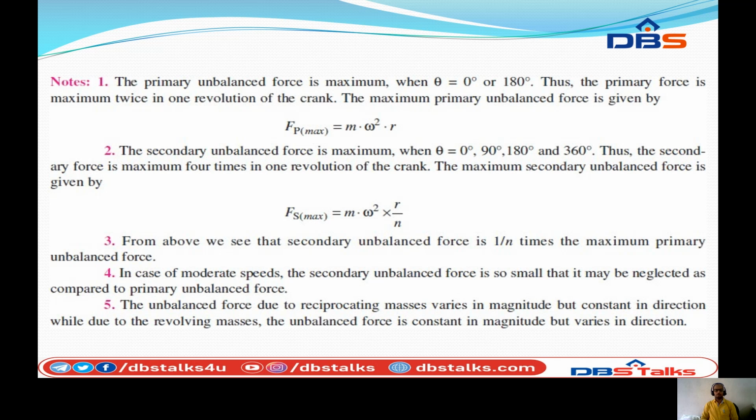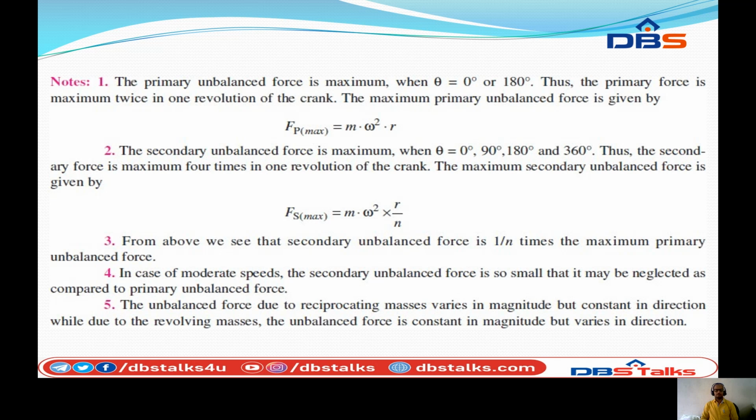Here cos 2 theta. So again it was multiplied by 2. So now the term repeats 4 times. So 4 times in one revolution of the crank, the maximum secondary force is given by Fs max equals m omega square r by n. From this, the secondary unbalanced force is 1 by n times the primary force.